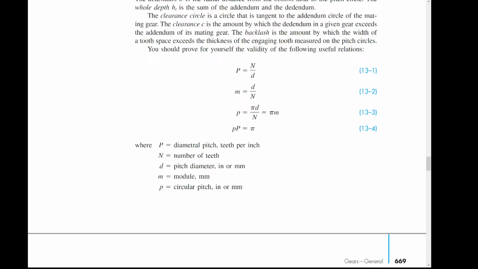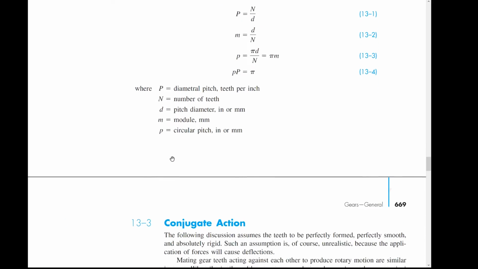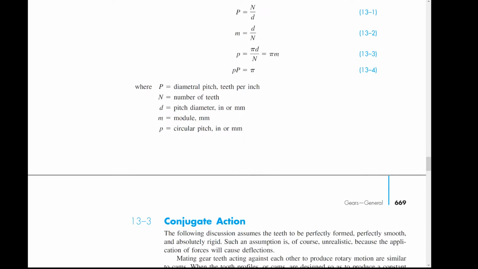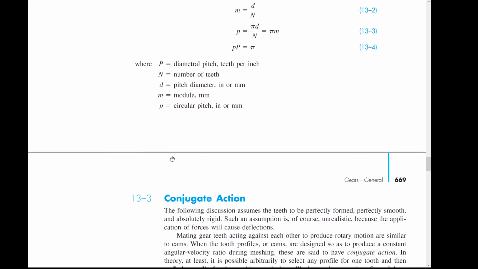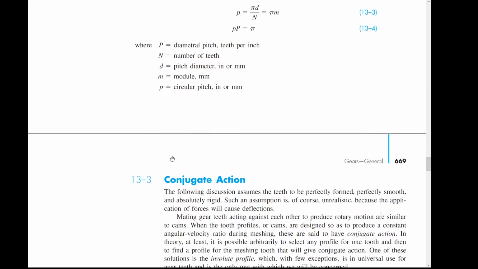All right, capital P is diametral pitch, teeth per inch. N equals number of teeth. D equals pitch diameter, in inches or millimeters. M is module in millimeters, and p is circular pitch in inches or millimeters. I was just trying to figure out how to say capital P or big P without saying capital P or big P. I just wanted to distinguish the two different ones. I want to call it P dot. So P dot will now be the diametral pitch.